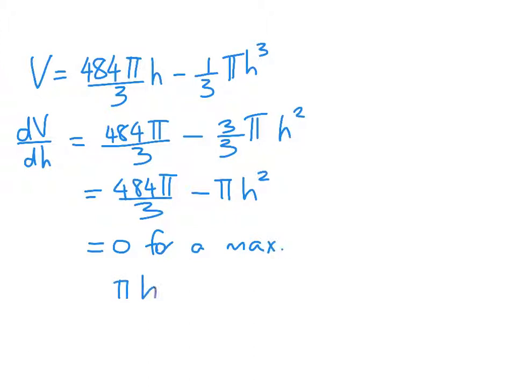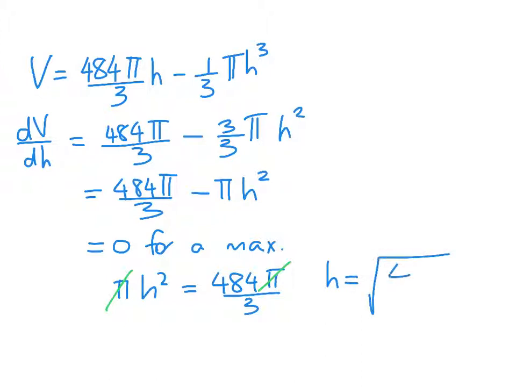So that gives me pi h squared is equal to 484 pi on 3. We can divide both sides through by pi, and that gives me h is equal to the square root of 484 divided by 3. Now I'm only doing the positive square root because height has to be a positive number, so we'll just put that down. So ignore negative h value because of the context.